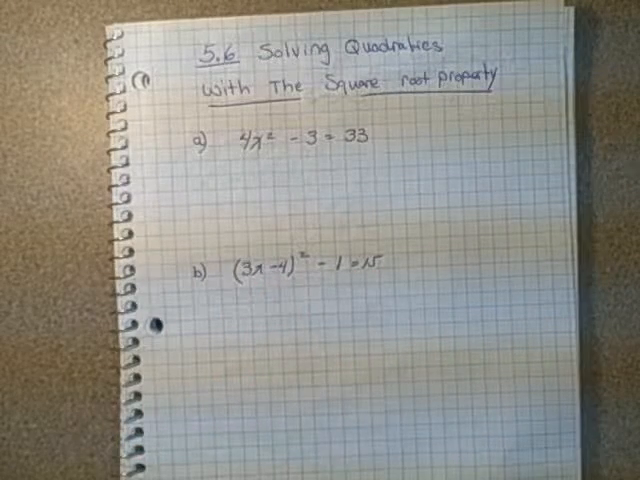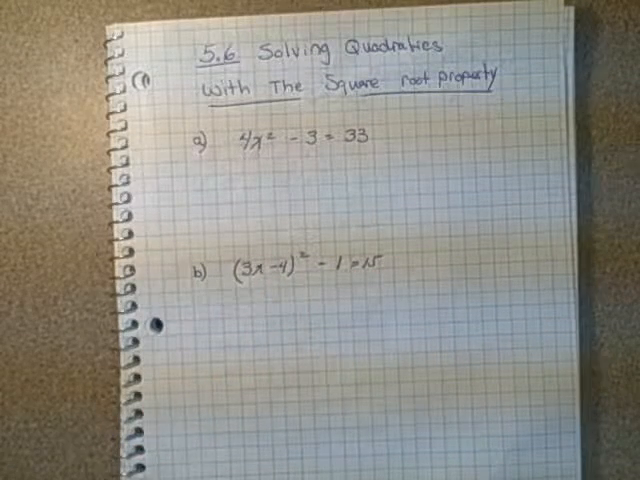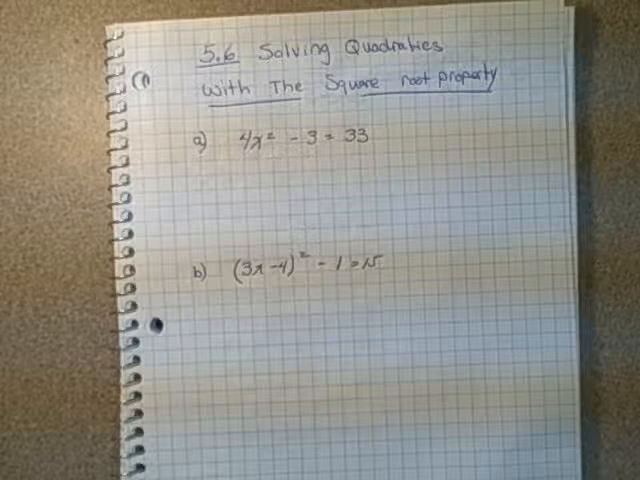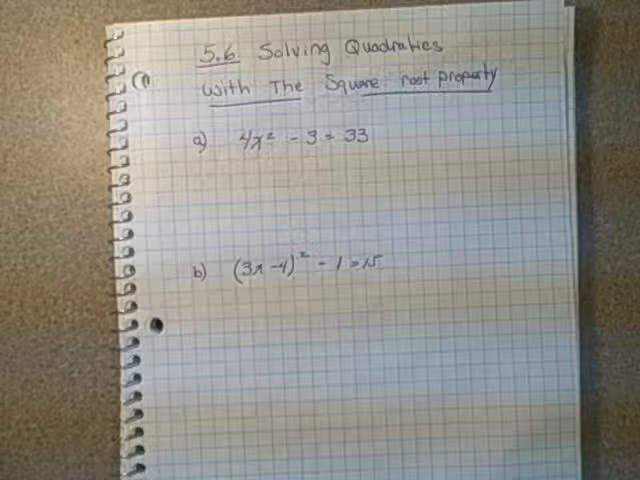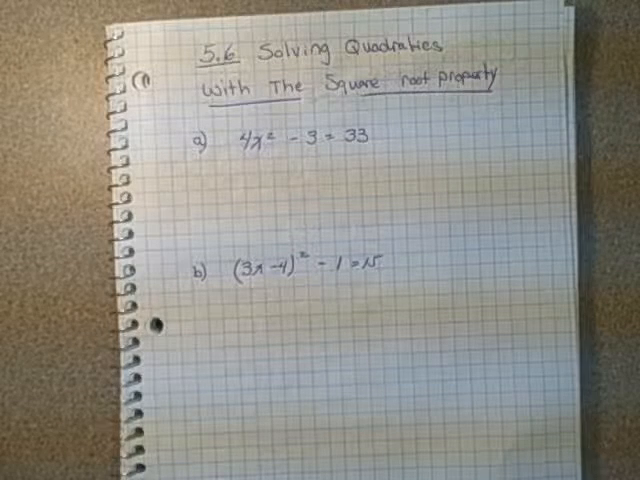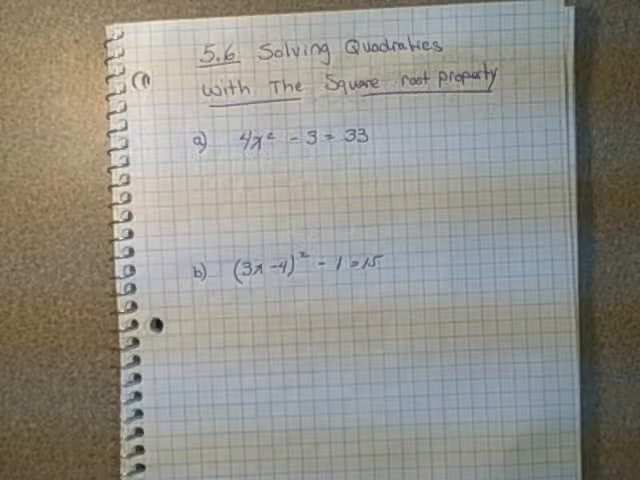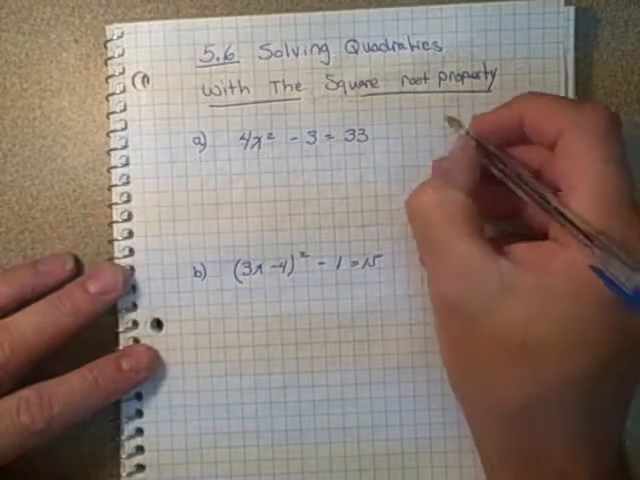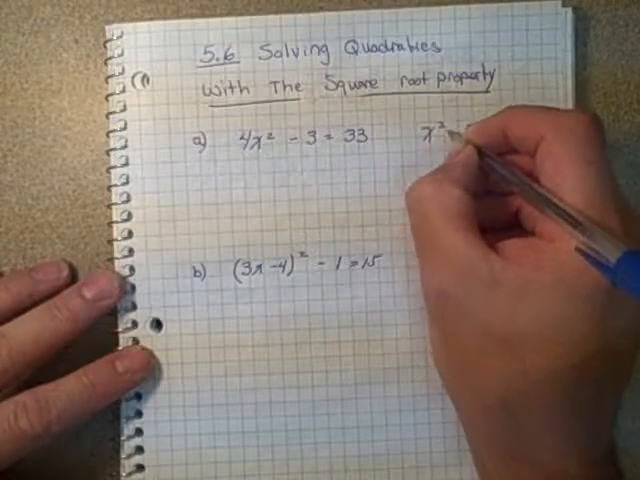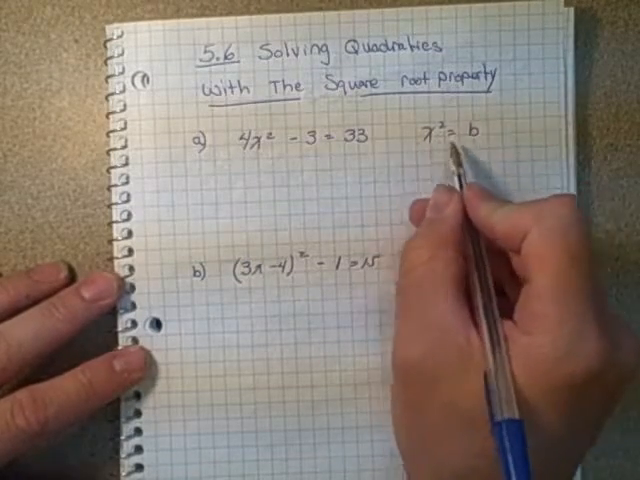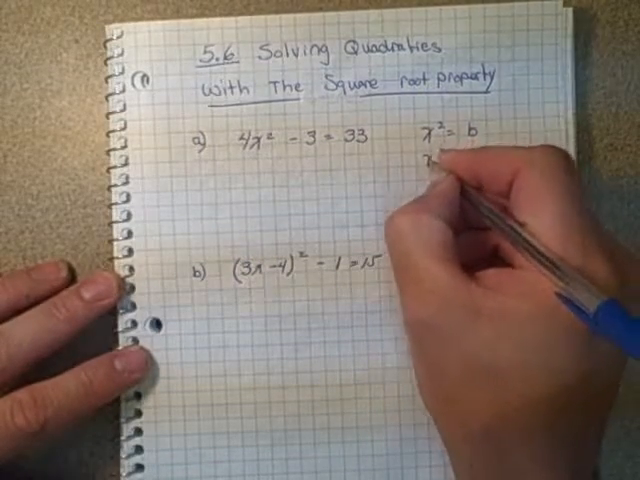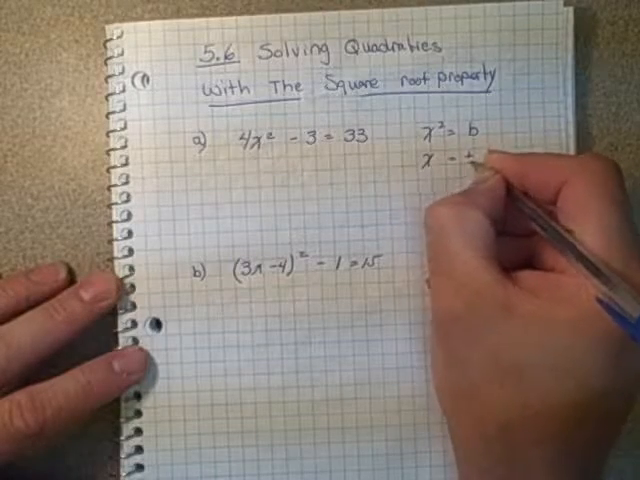Okay, this tutorial is going to look at solving quadratic equations with the square root property. And this square root property is quite simple. It basically states that if you have, say, x squared equals, let's say, b, then you could square root both sides, and x would equal plus or minus the square root of b.